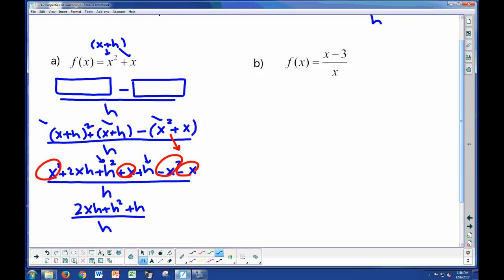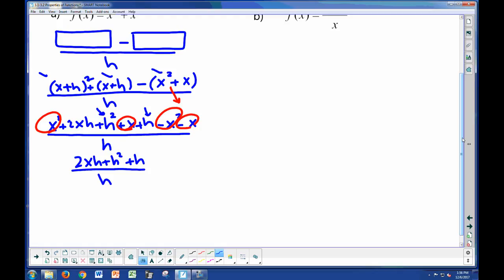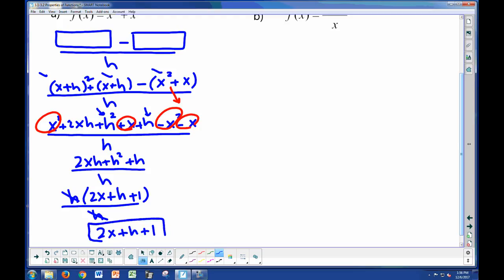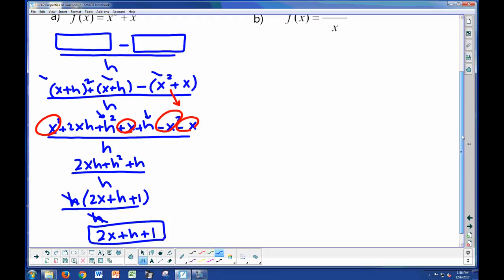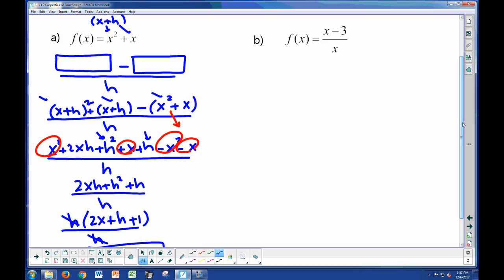And finally, if we finish this out, factoring the h in the numerator gives us 2x plus h plus 1, and the denominator is h. And half of you were wondering when I was going to put a square on that h. Answer here is 2x plus h plus 1. And that's the answer for our average rate of change with two untethered points, or two points that we don't know where they are on that particular function.